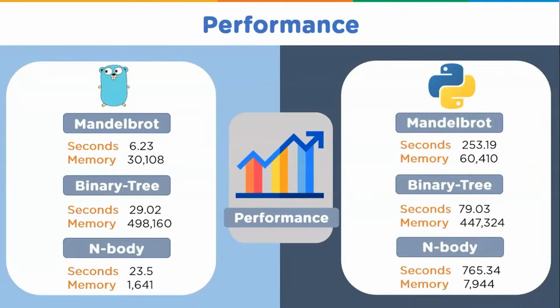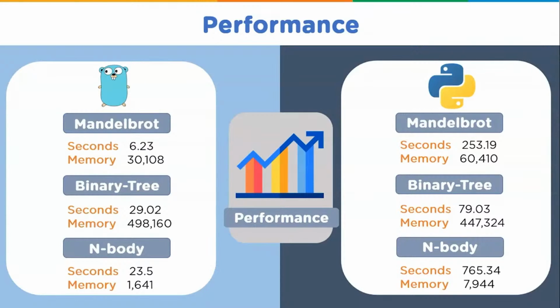You can see that Golang takes 6.23 seconds and uses 30,108 units of memory, whereas Python takes 253.19 seconds and 60,410 units of memory to solve the Mandelbrot problem. For the binary tree problem, Go takes 29.02 seconds and uses 4,98,160 units of memory, whereas Python takes 79.03 seconds and uses 4,47,324 units of memory to solve the problem.